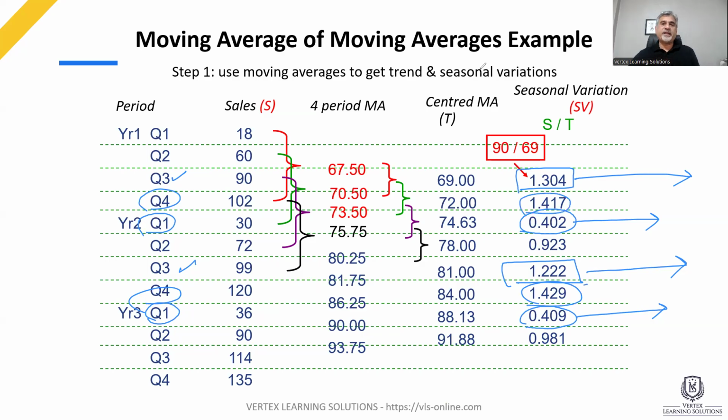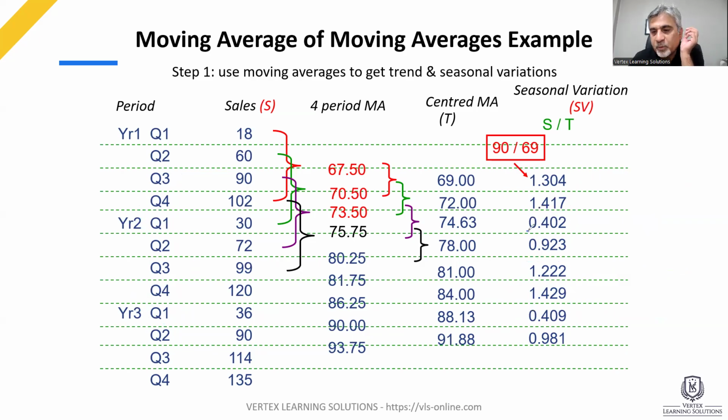So which one should I take? I know that I have to multiply with 0.40, which I did before, but then I've got 0.409 as well. So which one I should take? Because the data has 2 sets of seasonal variations. So I put them like this.